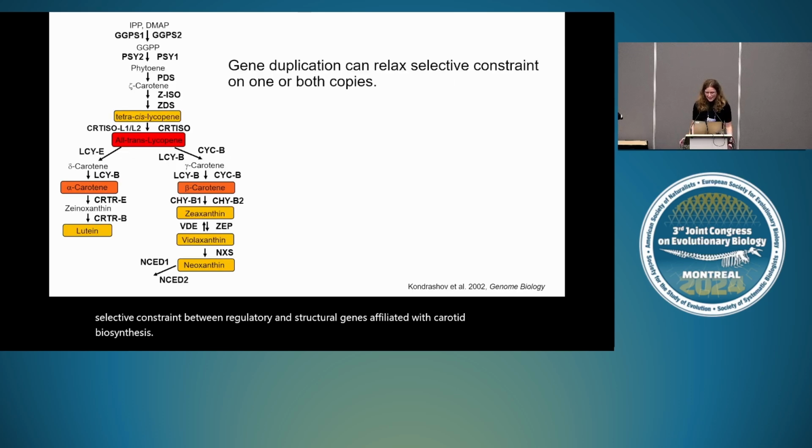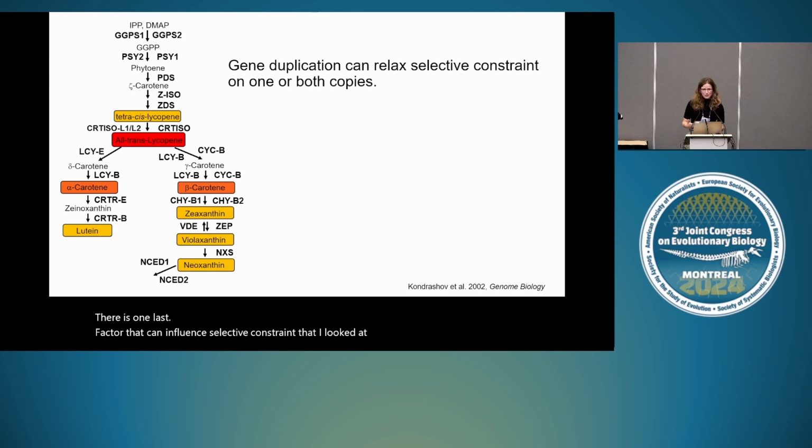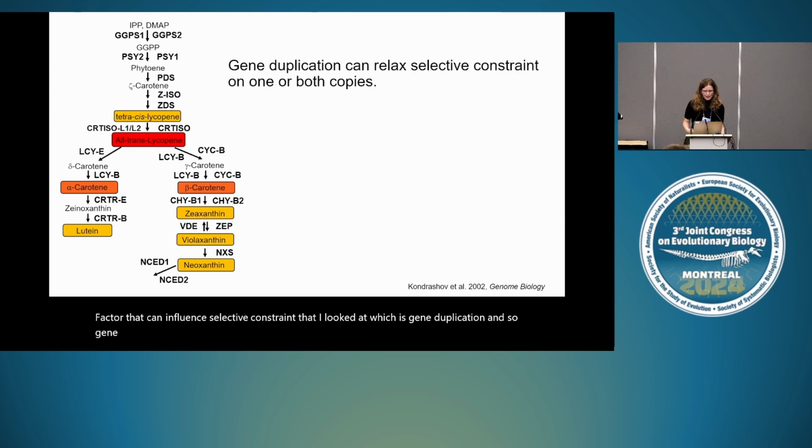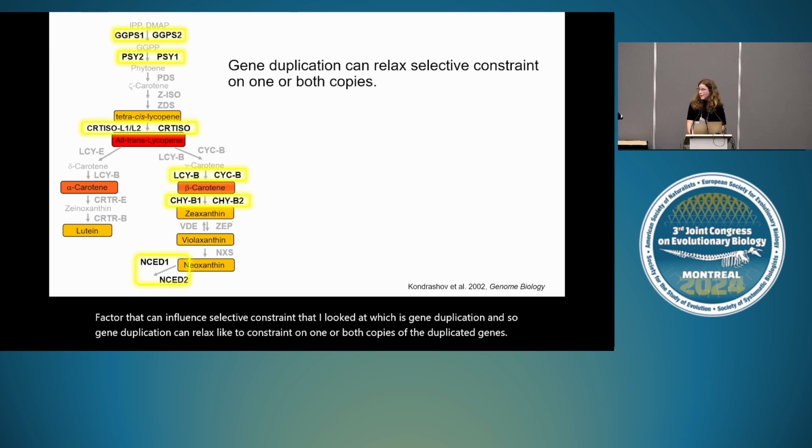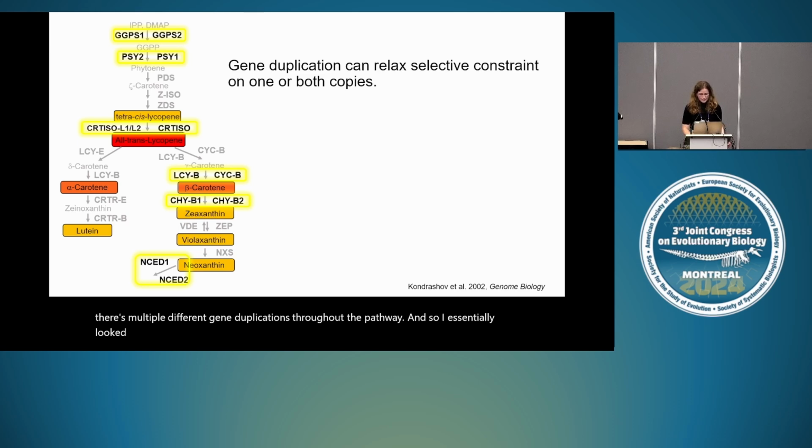There is one last factor that can influence selective constraint that I looked at, which is gene duplication. Gene duplication can relax selective constraint on one or both copies of the duplicated genes. And the carotenoid pathway is a really good system for addressing this question, as there are multiple different gene duplications throughout the pathway. And so I essentially looked at polymorphism and divergence for the genes in the pathway using the highlighted genes as duplicated genes, and then other genes in the pathway as non-duplicated genes.